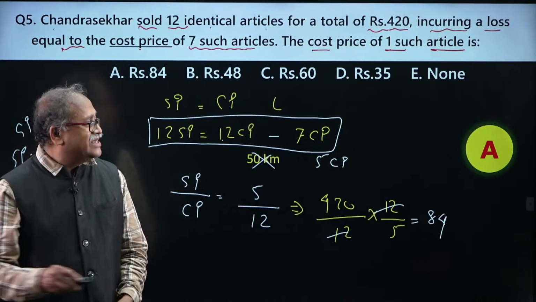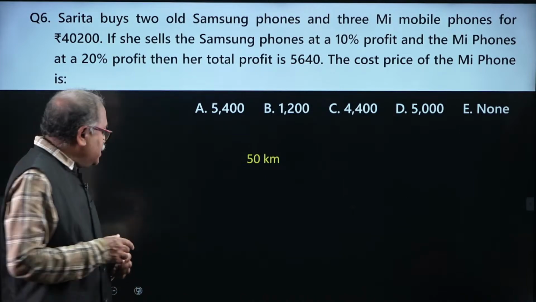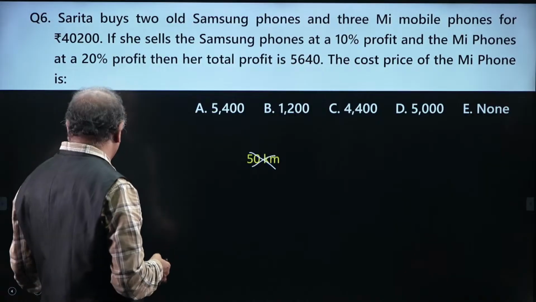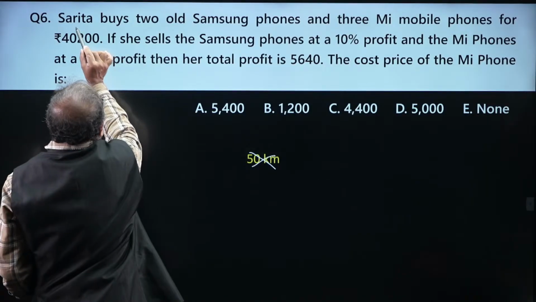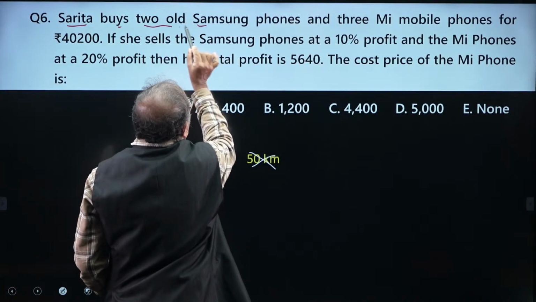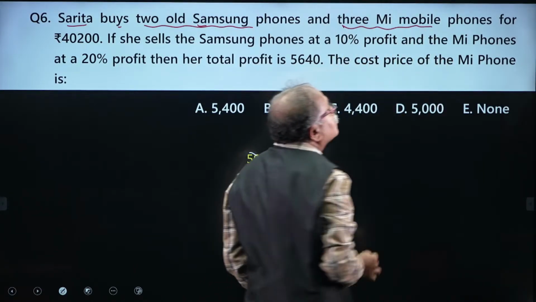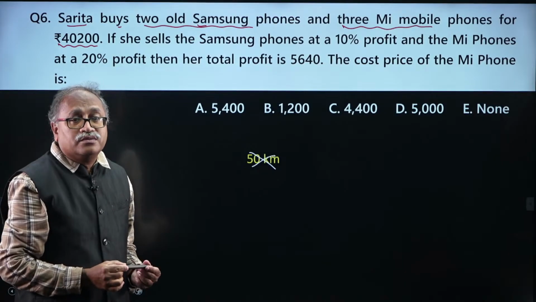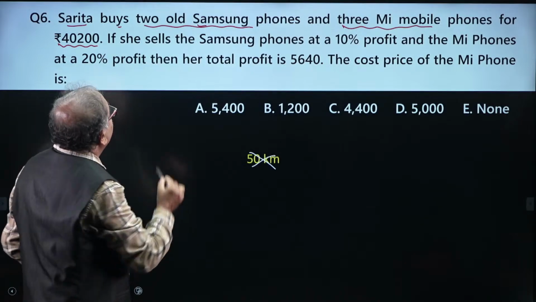Let us take this. And as I requested, ignore this 50 km, by default it is there in all slides. Now, here is the question, that someone buys two Samsung phones and 3 MI phones for rupees 40,200. That is 2 Samsung and 3 MI.